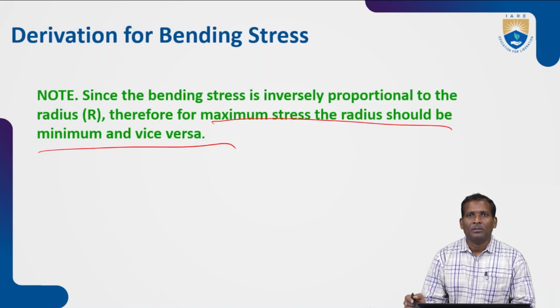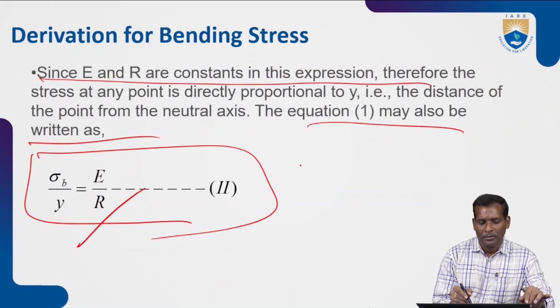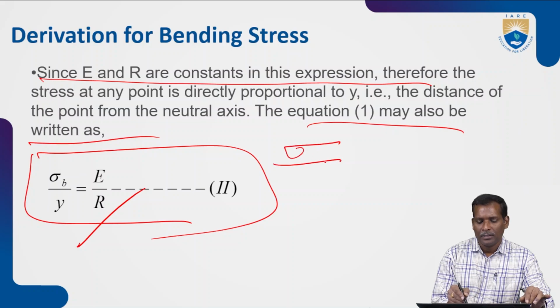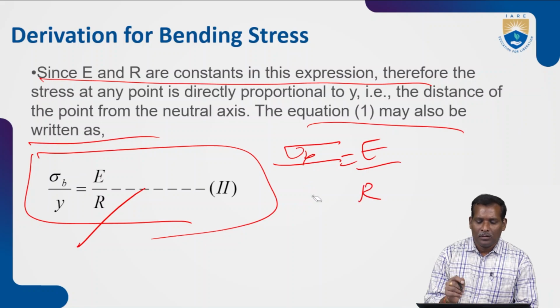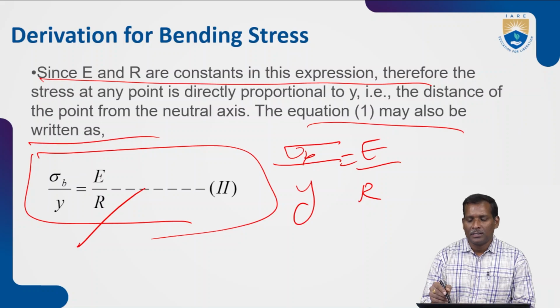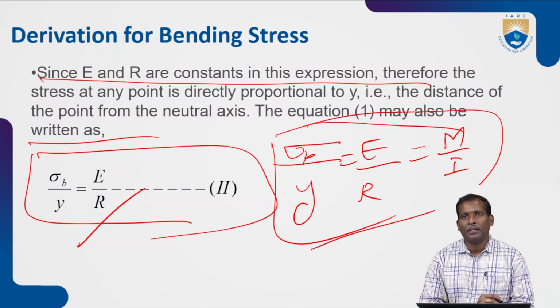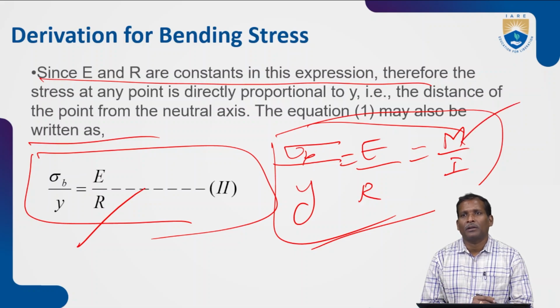Clear? So the bending equation derived is sigma by y is equal to E by r. So the bending equation you can write as sigma b by y, E by r, that is equal to M by I. So this is the bending stress equation. What is this M? This is the bending moment, and I is the moment of inertia.